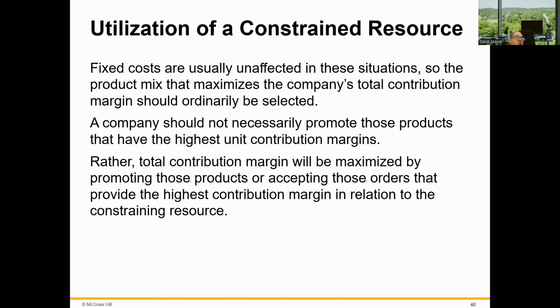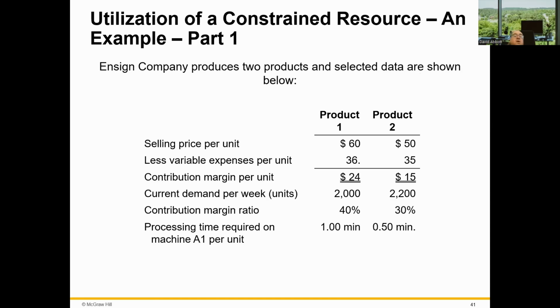So fixed costs are usually unaffected in these situations. So the product mix that maximizes the company's total contribution margin should ordinarily be selected. A company should not necessarily promote those products that have the highest contribution margins. Rather, total contribution margin will be maximized by promoting those products or accepting those orders that provide the highest contribution margin in relation to the constrained resource.